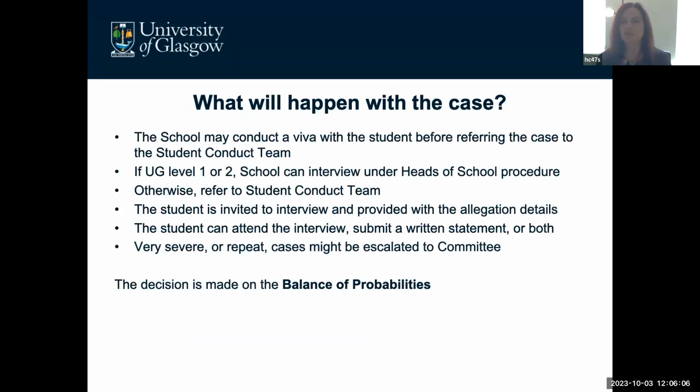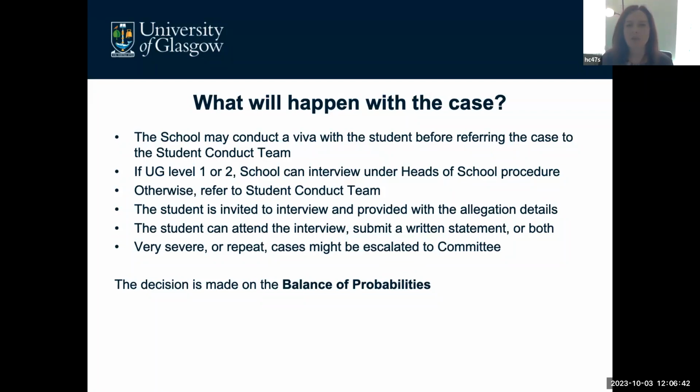So as I said here, the school can conduct a viva with the student if they want to do that, if there's a suspicion but they're not really sure. That can also check for things like essay writing. It doesn't necessarily mean AI. If it's an undergraduate level 1 or 2 student, then in line with the norm, the school can deal with that case themselves under the school head's procedure. Otherwise, refer it on to the student conduct team together with a note of the viva, so that we can see what the student was asked, how well they understood it, and where the deficits were.